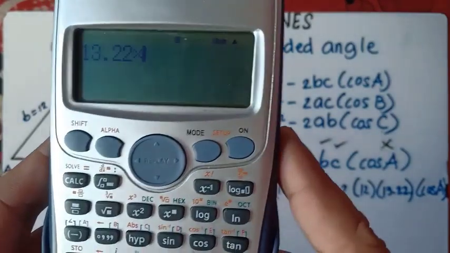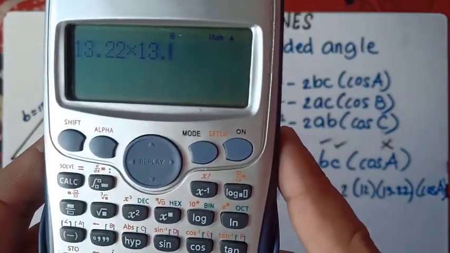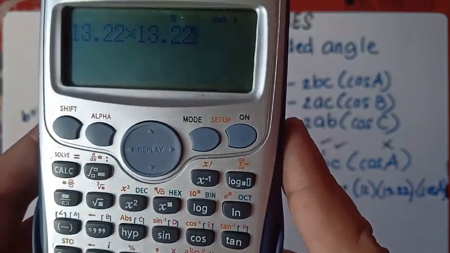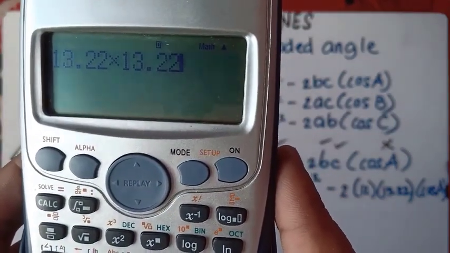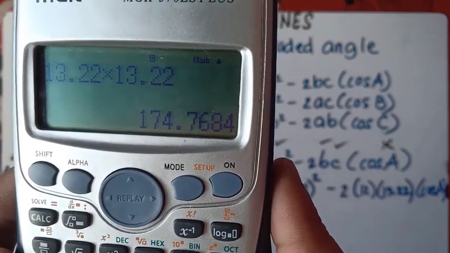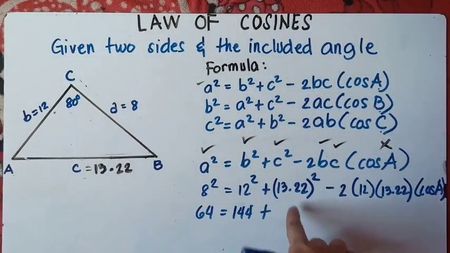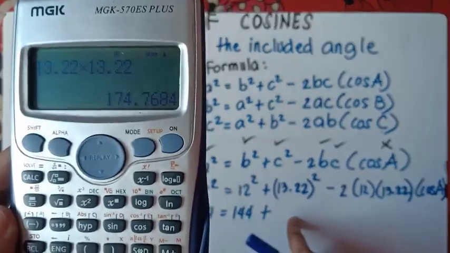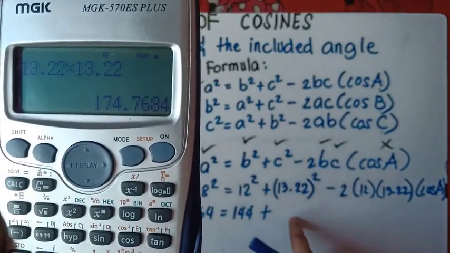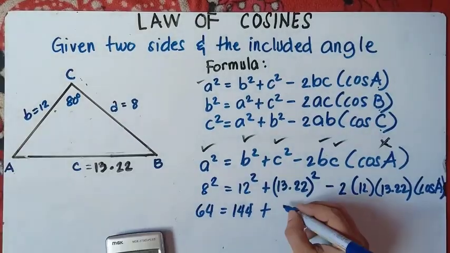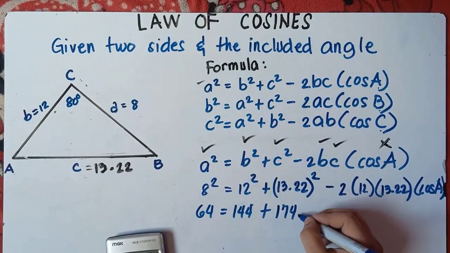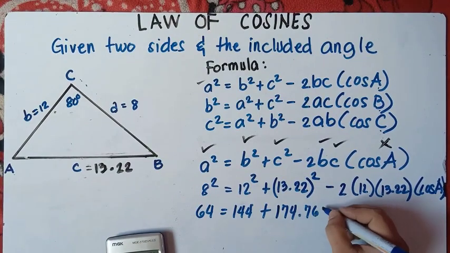13.22 times 13.22. Do not forget, class, if it's squared, it means you multiply the number by itself twice. So 13.22 times 13.22 is 174.7684.